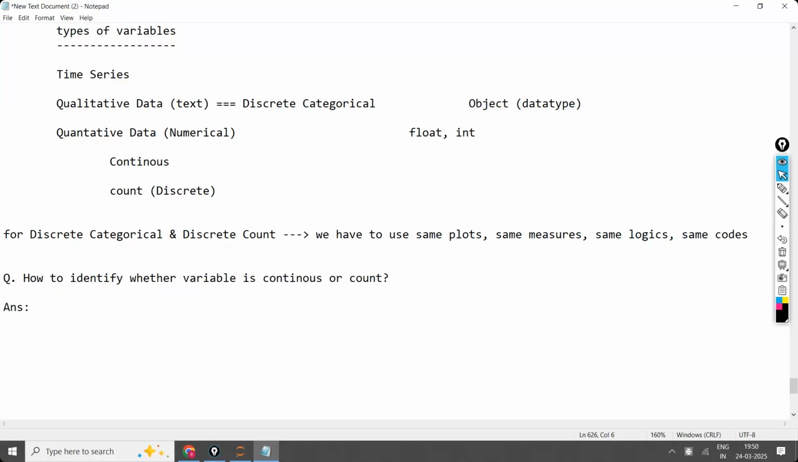The answer is: check whether the individual value makes sense or the interval makes sense. If a single value makes sense, it is count. If an interval makes sense, it is continuous.